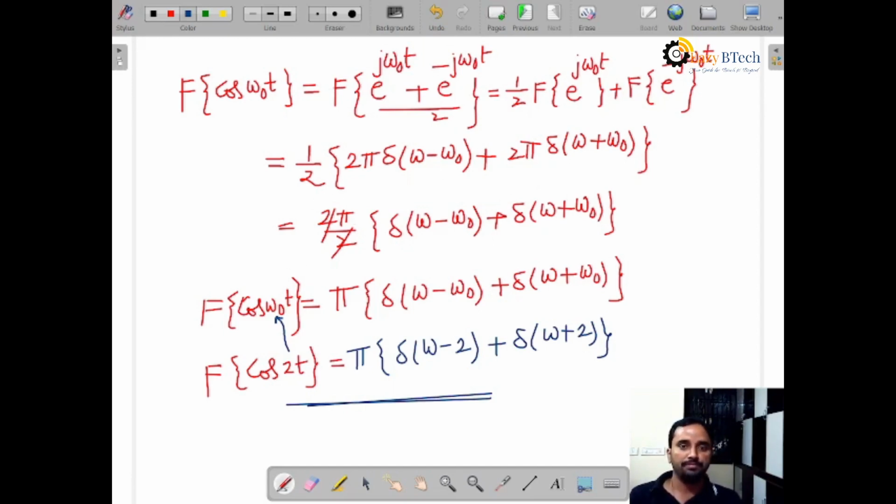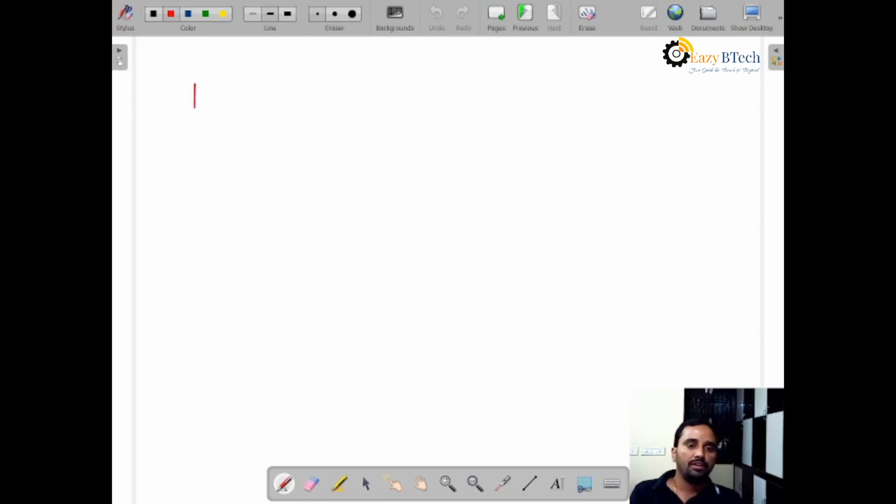Next, go to another problem. Fourier transform of sine omega naught t into u of t. How to do it? Any idea? Already we know the Fourier transform of u of t, and the sine function can be written in terms of exponentials. So see this problem, very important and easy.